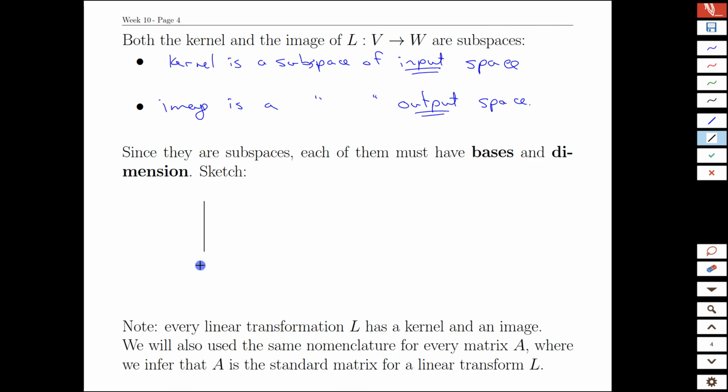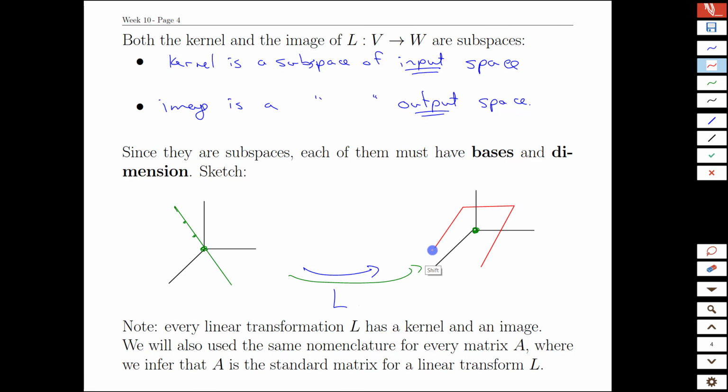Now if we quickly sketch that out with our same 3D to 3D example, R3 to R3, we have our 0 mapping to the 0 point with our function L here. If we had a whole line of points that all mapped to the 0 point over here, and we had our image as some plane, that's our image of L, and this is our kernel of L. Then because both of these are subspaces, we can talk about building blocks that would make them.